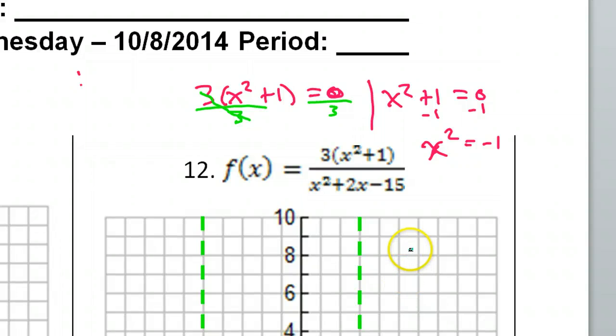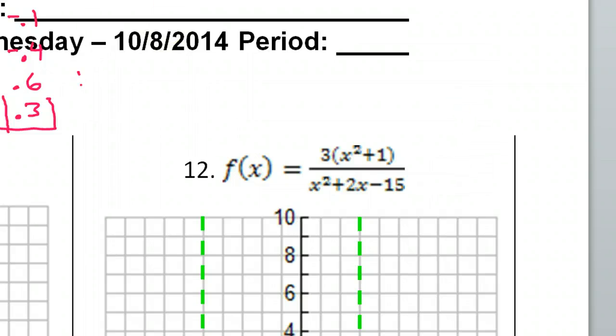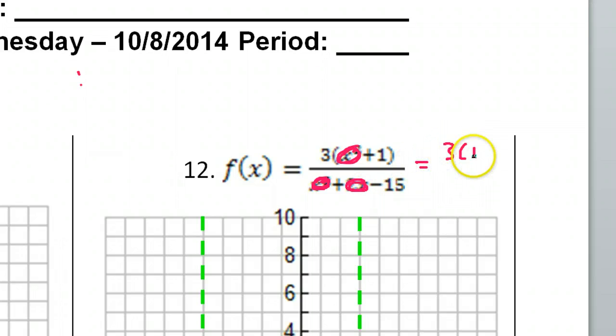Now, for the y-intercept, we just let x be 0. That's all. We don't really need a calculator for that. If we let x be 0, that means this term will be 0, and this term will be 0, and this term will be 0. So that's going to give us 3 times 1 over negative 15.